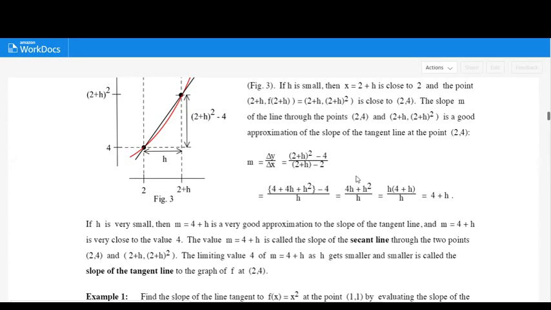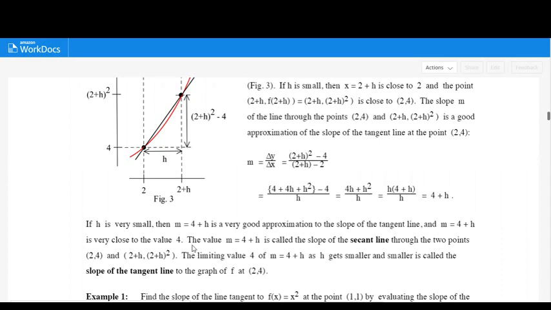So dito sa ating numerator, we can factor out h. Then natira sa loob, 4 plus h. And then h over h, that is 1. So ang natira is 4 plus h. So here, if h is very small, then m equals 4 plus h is a very good approximation of the slope of the tangent line. And m equals 4 plus h is very close to the value 4. So kumbaga kahit anong value yan ni h, basta very small, for example, h is 0.0013, still that is very close to 4. So we can now get the approximation that the slope of this line here is really 4 or closer to 4.